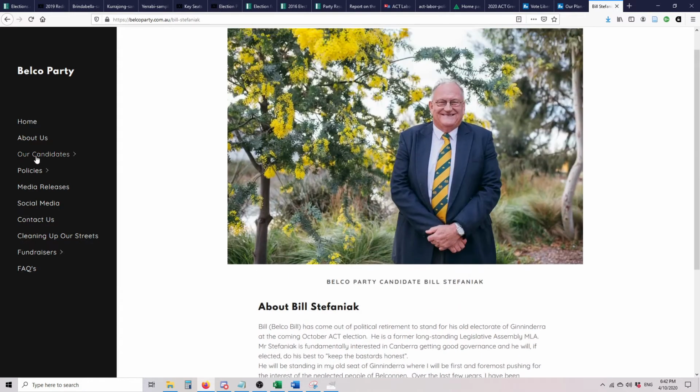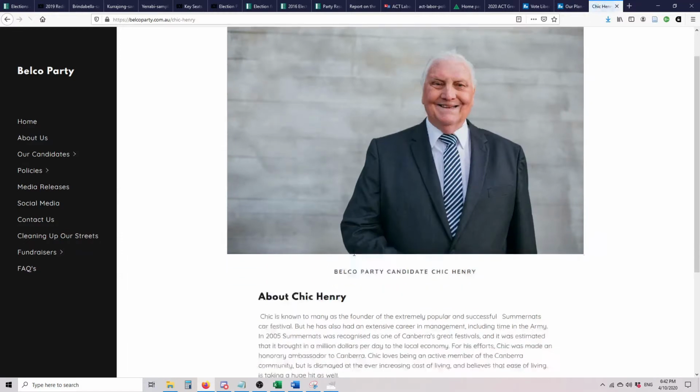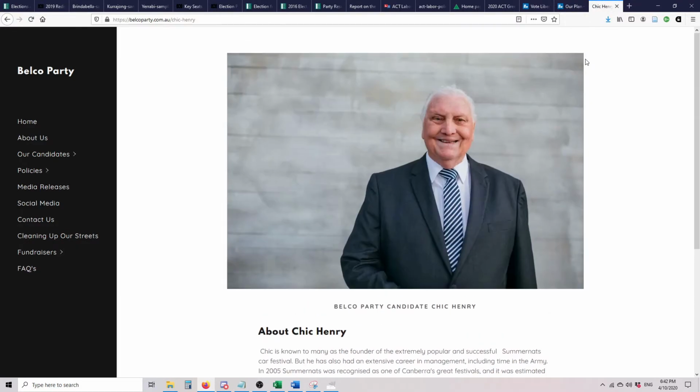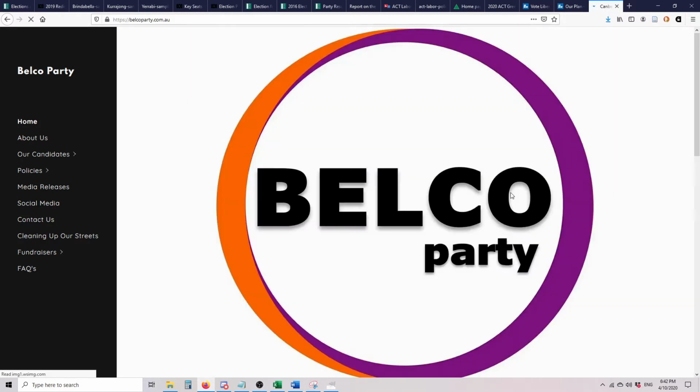The other thing to note about the Belco Party is that Chick Henry is a candidate, and he's the founder of Summernats. So this probably tells us that the Belco Party is assumably right of centre, and if they were elected into Parliament, they would probably look to form government with the Liberals if they had the opportunity to. Though it is, of course, possible that they do something else.